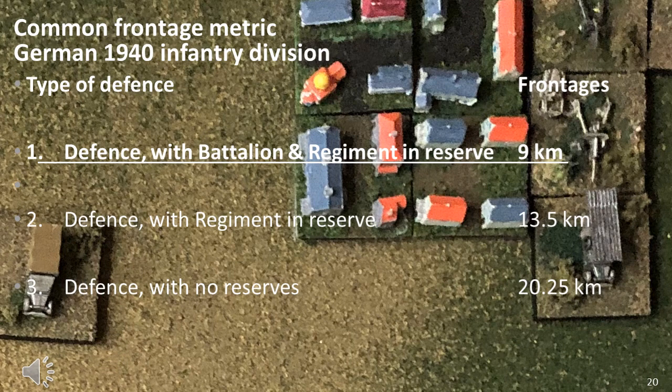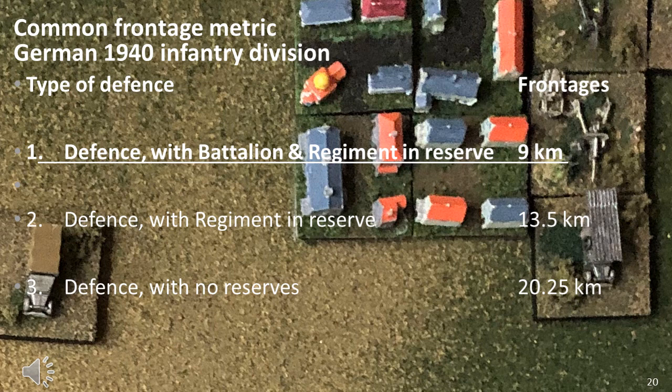Let's calculate frontages using a different system to see if it aligns with our current 700 metre assumption. This is more of a verification of my assumption. In this case, we're looking at the frontage a German division would be expected to hold in 1940 using German sources. This table shows the frontage of a German infantry division in 1940.